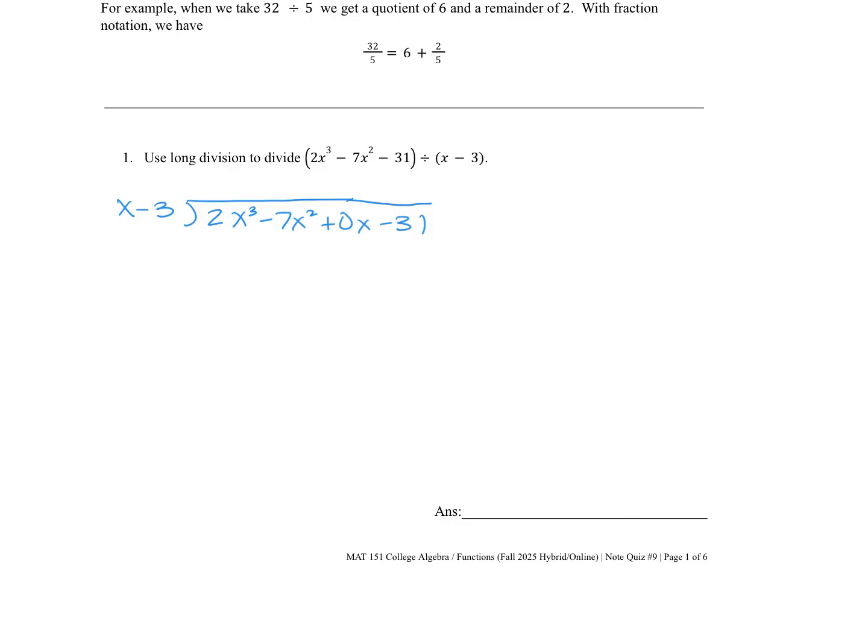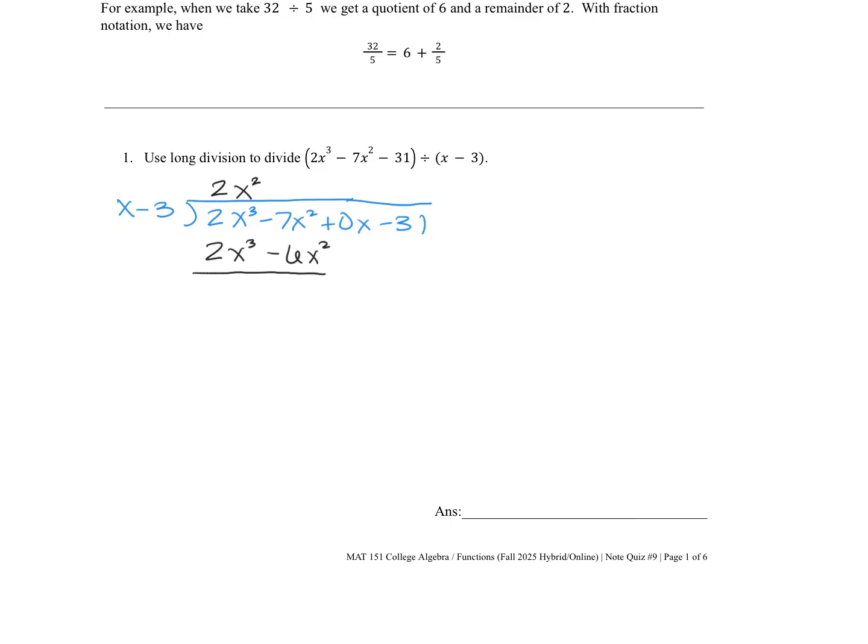And now we're going to ask ourselves, what would I multiply x by to get 2x cubed? And the answer is, of course, you would multiply by a 2 and an x squared. We now multiply that 2x squared times the x minus 3 and put the result down below. So when we multiply, we're going to get 2x to the third power minus 6x squared.